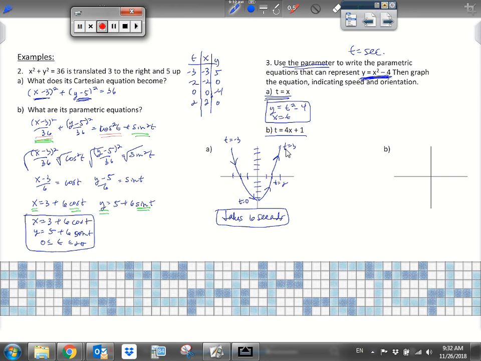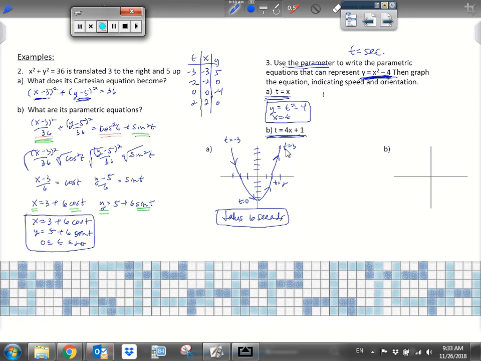So now we're going to do the more complex one. This one has t something other than just x. It's 4x plus 1. So what I need to do to turn this into a parametric is I'm going to have to solve for x. I mean, the first one, I was already solved for x. It was kind of nice. The second one is not that easy. So we're going to solve.